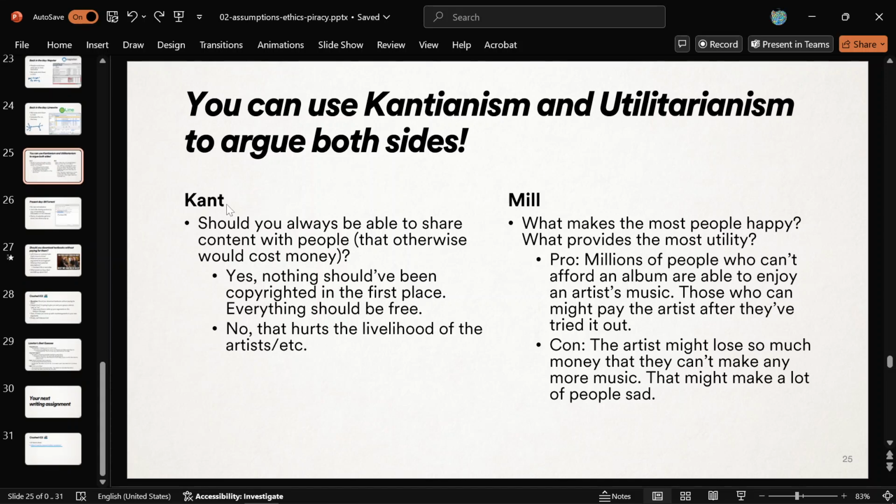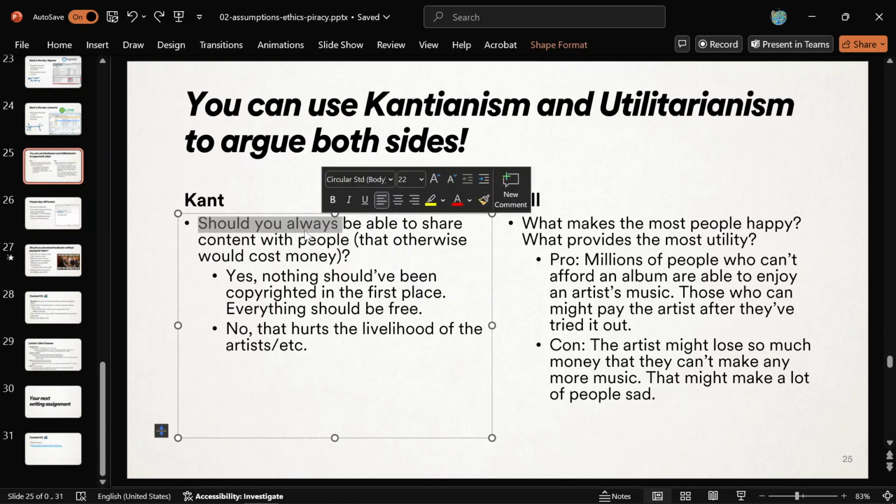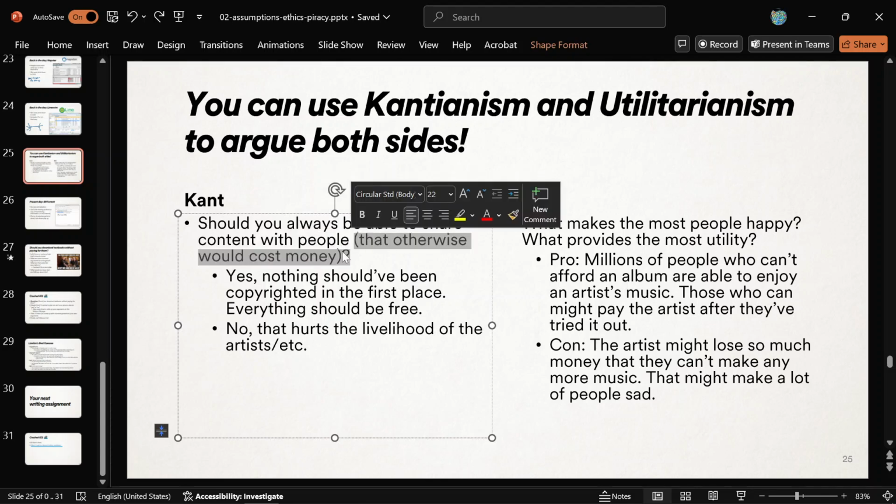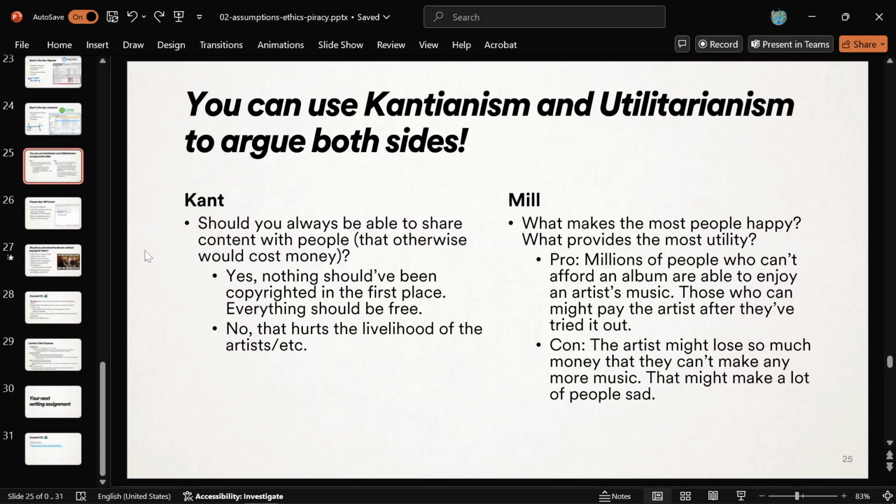All right, so you could ask Kant, is file sharing a good thing? Should people allow their files to be shared? Should we be stealing people's intellectual property? You could formulate a question this way: should you always, right? Because Kant would say always a lot. Should you always be able to share stuff with people that would potentially otherwise cost money? That's an ethical question. And I feel like if you thought about it enough, you could argue both sides using Kant.